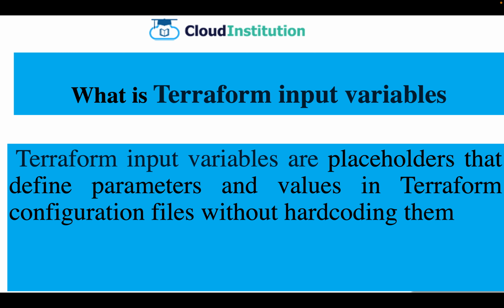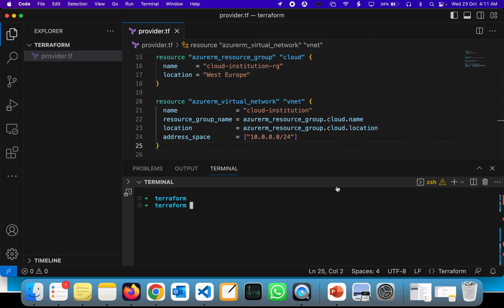Input variables in Terraform are a kind of placeholder that define the parameters and values in Terraform configuration files without hard coding them. In any programming language, if you don't want to hard code values, you create variables and pass them in multiple ways. Similarly here, we are going to pass input variables in different ways. Let's dive into the demo.